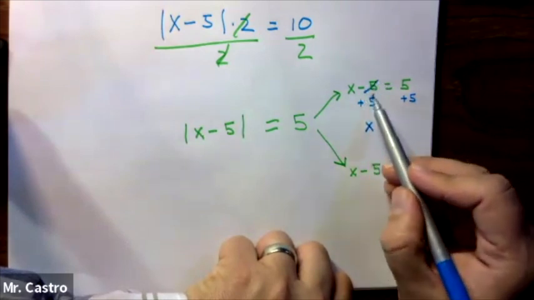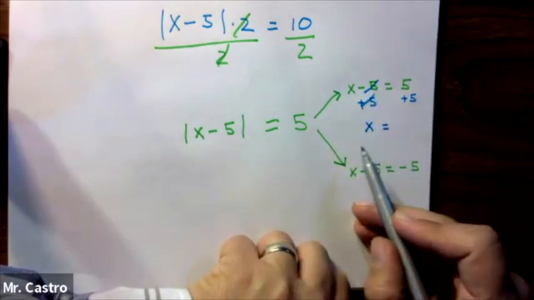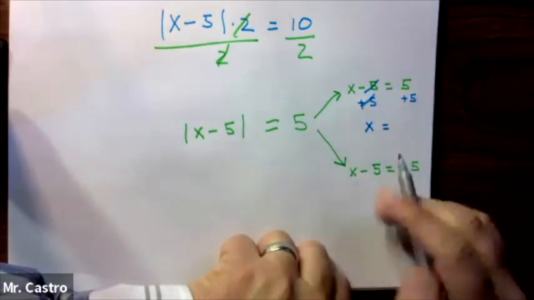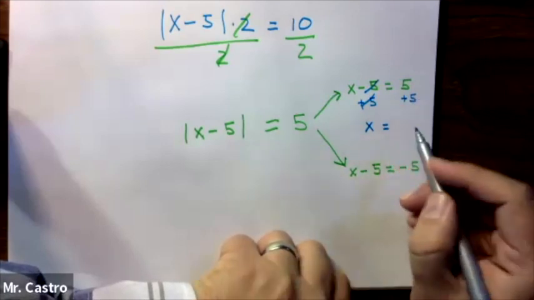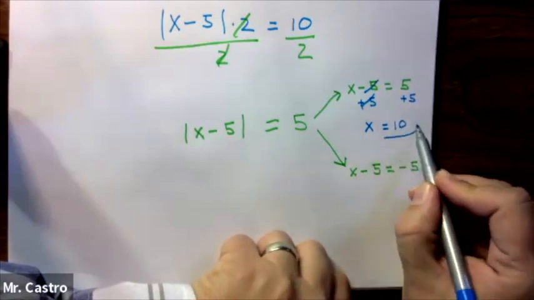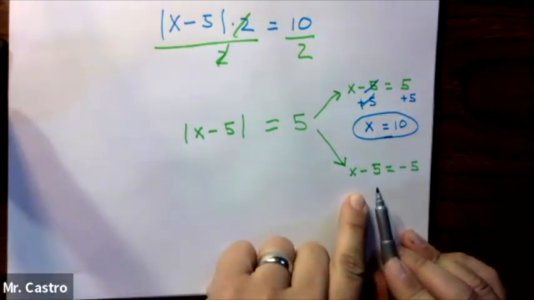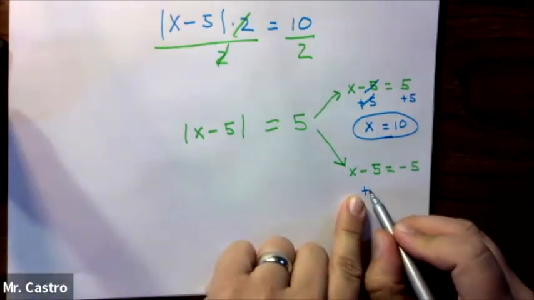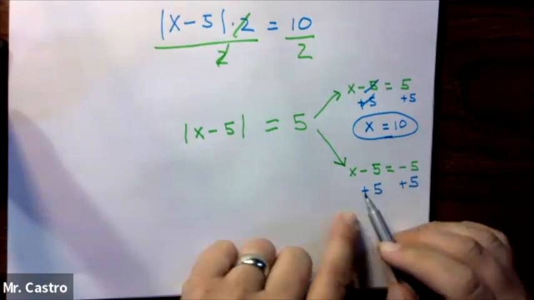Minus 5 plus 5 becomes 0. 0 plus x, or x minus 0, however you want to look at that, just returns x. That's that identity we were talking about. And then 5 plus 5 is 10. And we'll do the same thing here, x minus 5. So to get rid of that 5, we add 5. Then over here, we will add 5.